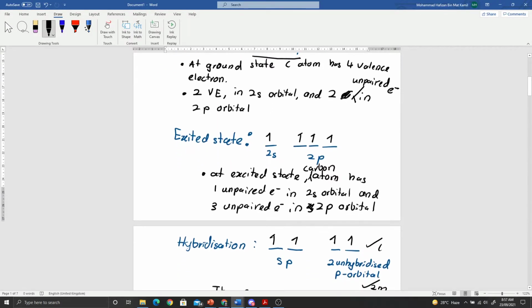And then for the excited state, we make a single unpaired electron in each orbital so that it can form bonds. How many single unpaired electrons we need is equivalent to the total number of bonds, sigma and pi. Okay, what we need is the total number of bonds.